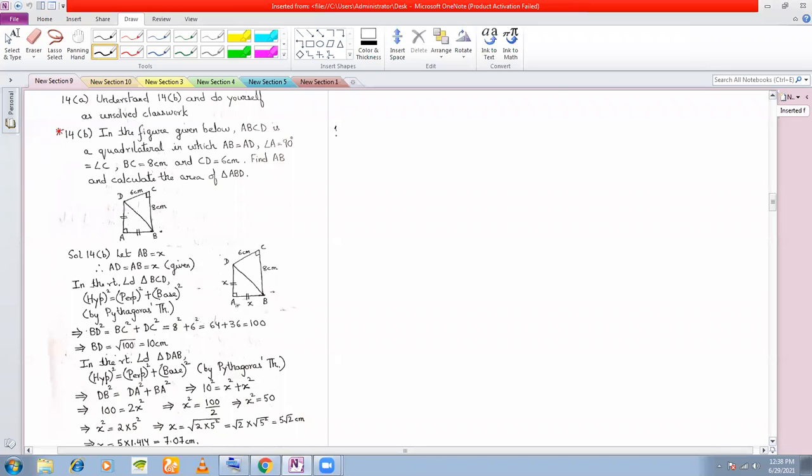Number 14b. In fact, in number 14b the figure is already given to you. Now you see, in all the problems where the figures are given, I have drawn the diagram here again. Why have I done this?